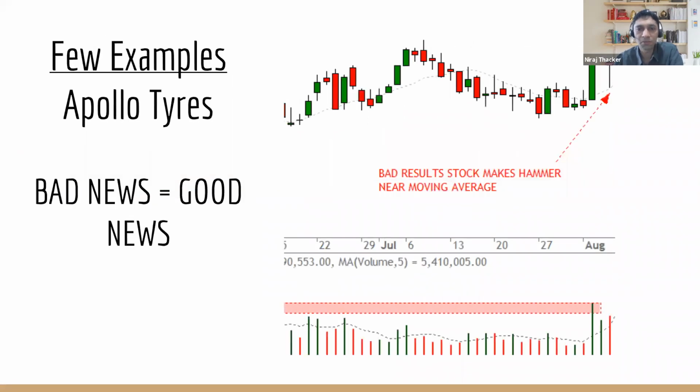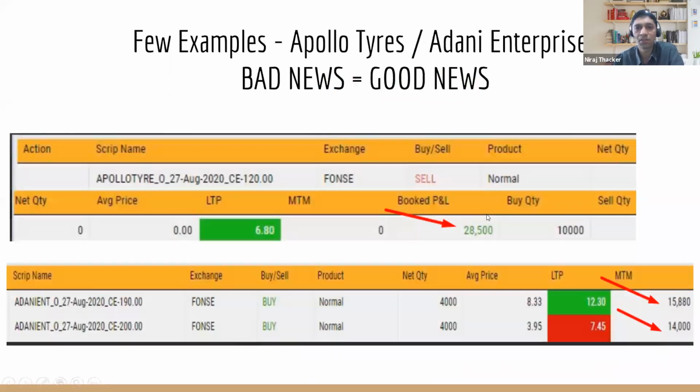Then a few more examples. All these I have posted in my Telegram channel live, like Apollo Tyres. Before the result, 3 days before, there was a huge rally in August. On the result day, it came down and the moving average went up. It didn't break the low of that huge up move, and then we recommended options. You can see this was posted live in Telegram channel. We made some 28,000 rupees profit in options.